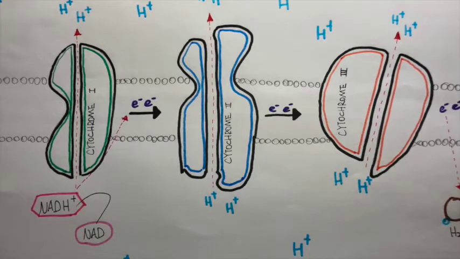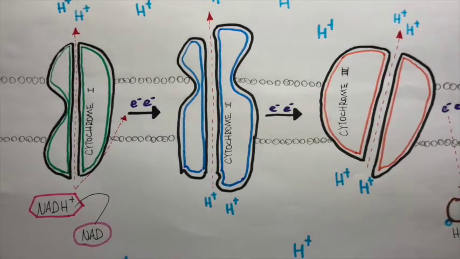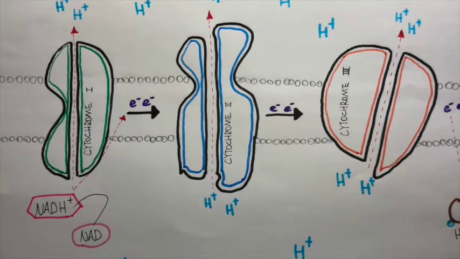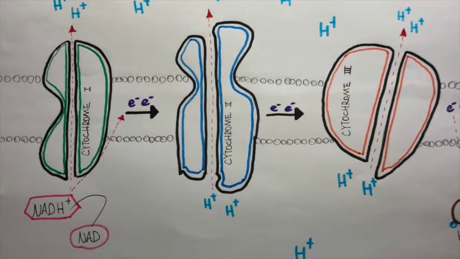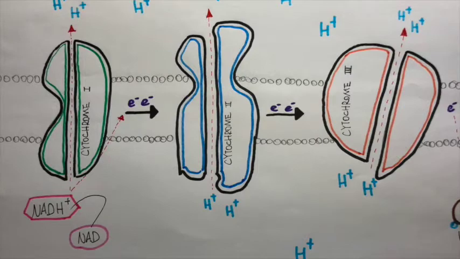Oxygen is the terminal electron receptor. Water will be formed by oxygen combining with H+ ions in the matrix after the electrons exit cytochrome 3, in order to keep the H+ gradient.